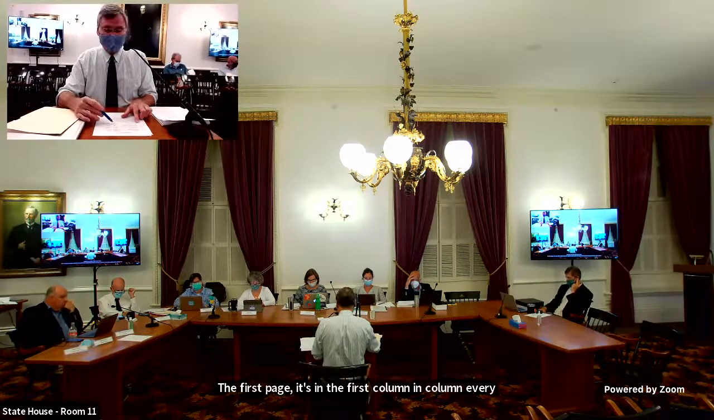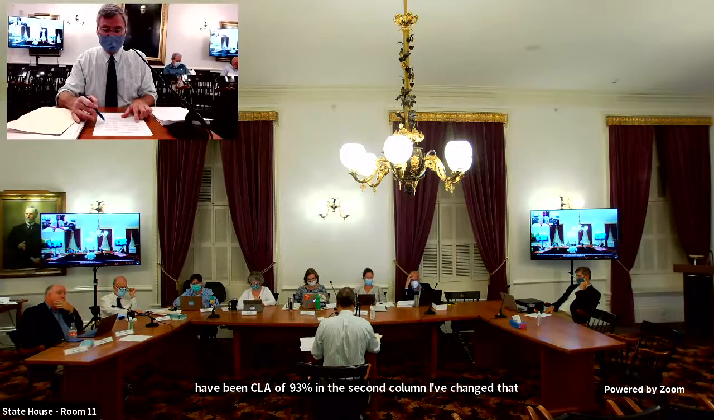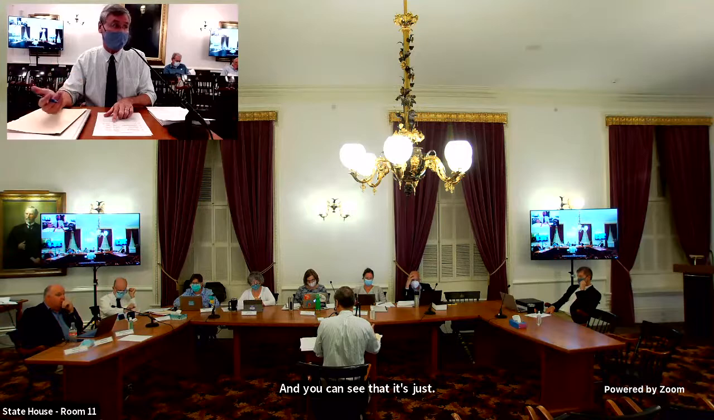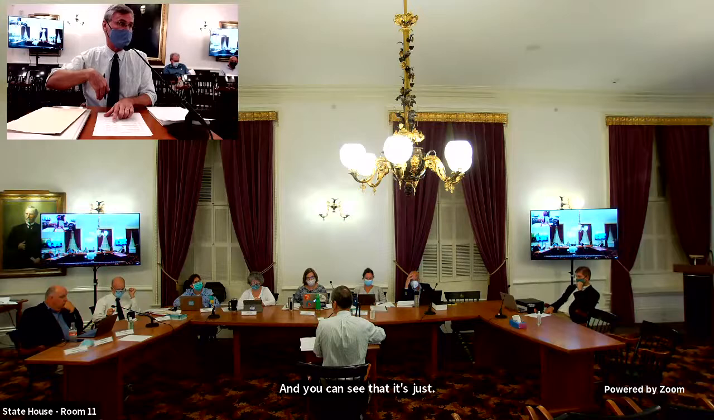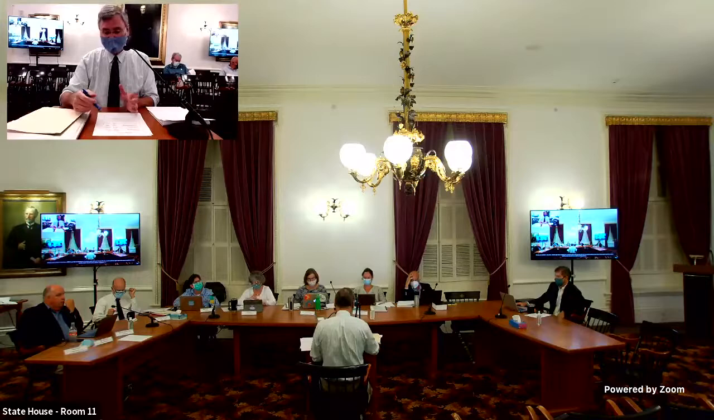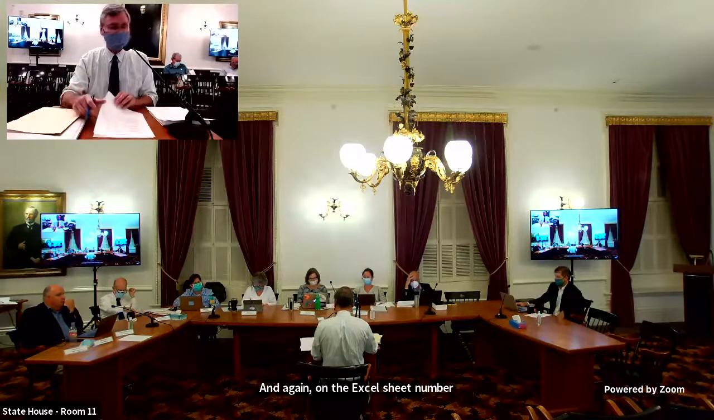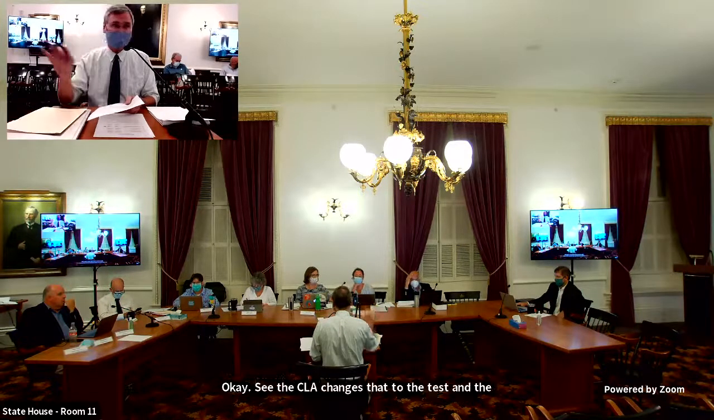In the second column, everything is exactly the same up until line 8, whereas at the CLA, in that first example, we divided by the CLA of 93%. In the second column, I've changed that to 85%. And you can see that it changes the tax rate from $1.50 to $1.64 by changing the CLA. Had I gone up with the CLA, the tax rate would have gone down that people would see on their tax bill. So that's how the CLA is affecting things, just as an example. And again, on the Excel sheet, you can change the number easily. See, the CLA changes. The school district has no say over the CLA.